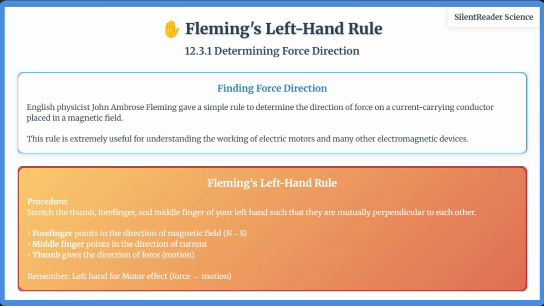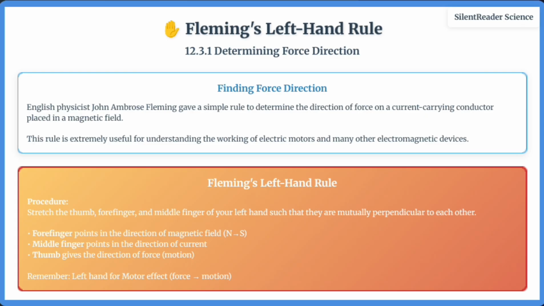Now let's learn about Fleming's left-hand rule for determining the direction of force on a current-carrying conductor in a magnetic field. English physicist John Ambrose Fleming gave this simple rule, which is extremely useful for understanding the working of electric motors and many other electromagnetic devices.